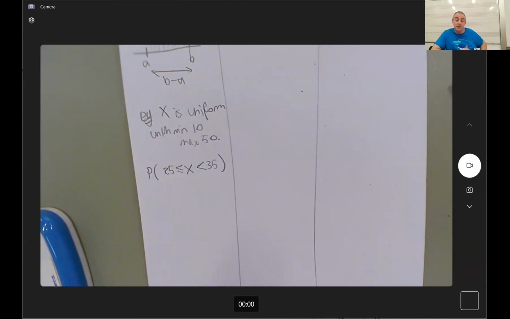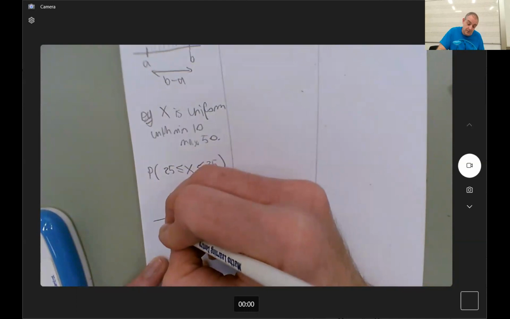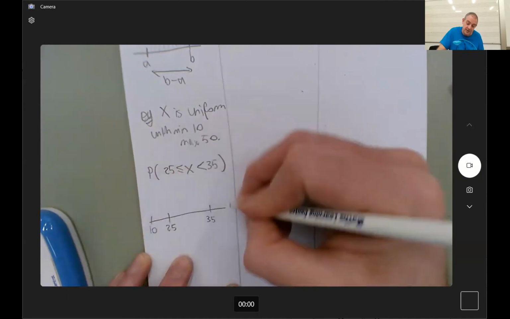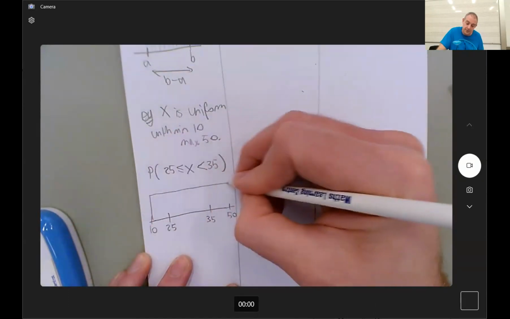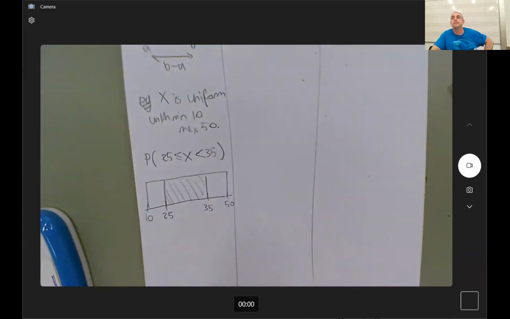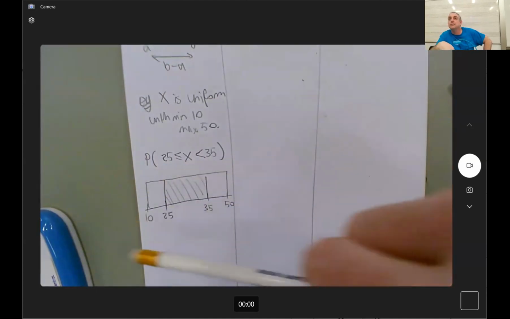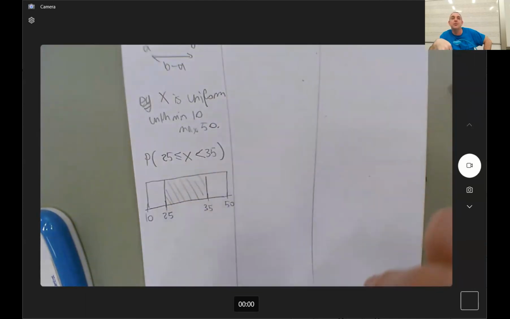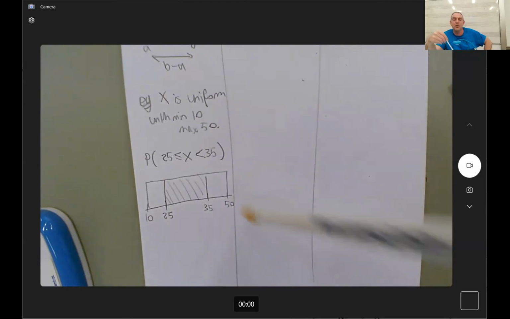All right, let me draw a picture of it. There's 25. There's 35. Somewhere down here is the 10. Somewhere up here is the 50. And we want this bit. So this area is 1, right? So we just need to know what percentage of the total area this bit takes up. And it's 10 wide out of something that's 40 wide. So it's a quarter. Doesn't look like a quarter because I've drawn my picture badly.